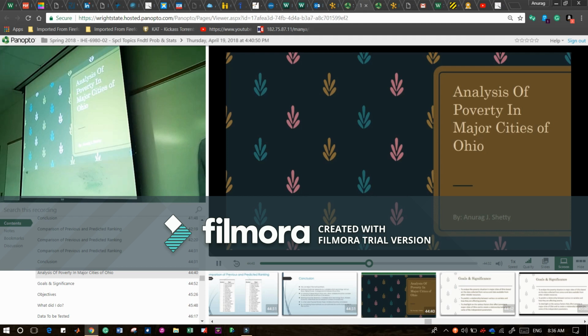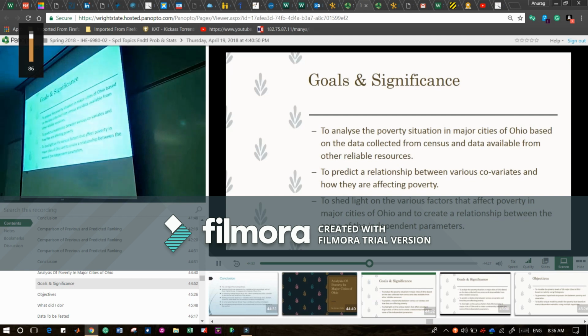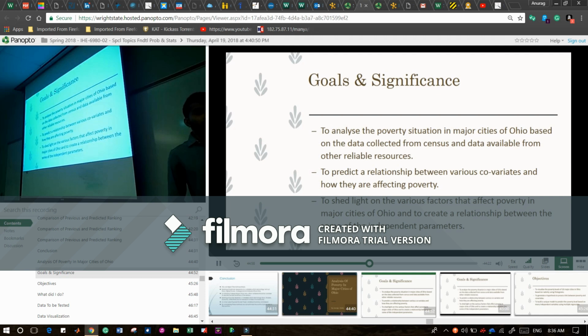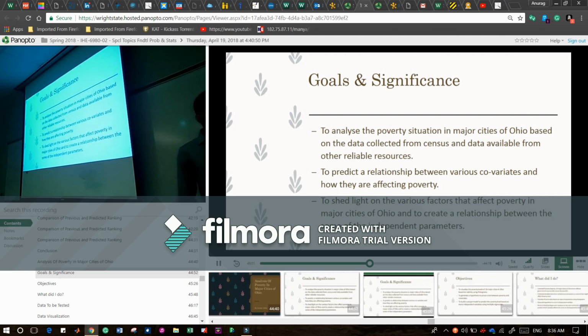That's analysis of poverty in major cities of Ohio. The goal of this project was to analyze the poverty situation in Ohio, basically in the major cities of Ohio. The data was collected from the United States Census, and other data was available from reliable sources. Another goal is to predict the relationship between the various covariates and how they affect poverty. The significance of this project is to shed light on the various factors that affect poverty in Ohio and to create a relationship between some of the independent parameters.